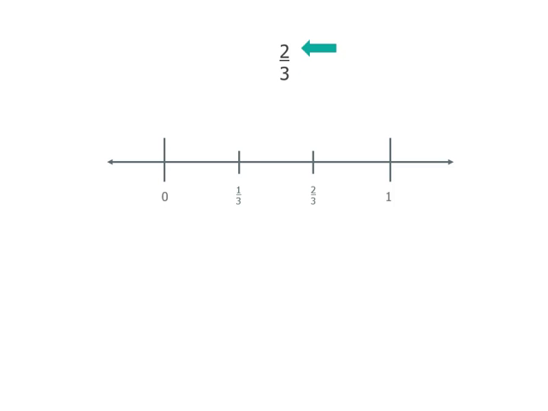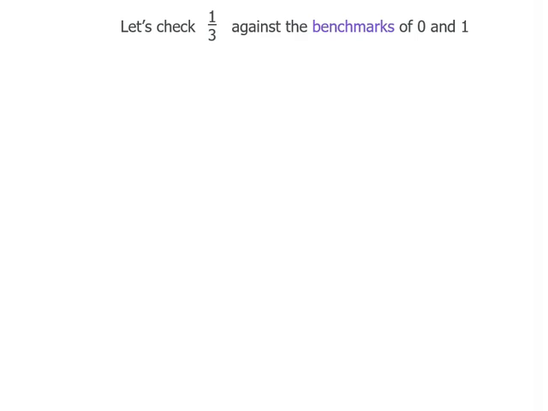So if we look at the number 2, our numerator, that tells us how many parts we've got. 1, 2. So that's 2/3. Let's put a mark there. Now what we can do with that information is use benchmarks. We're going to plot 1/3 and check it against the benchmarks of 0 and 1 to see if it's closer to 0 or 1. If you had to pick either of those numbers, which one would you pick?